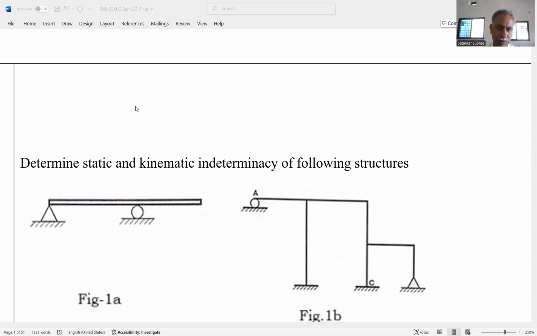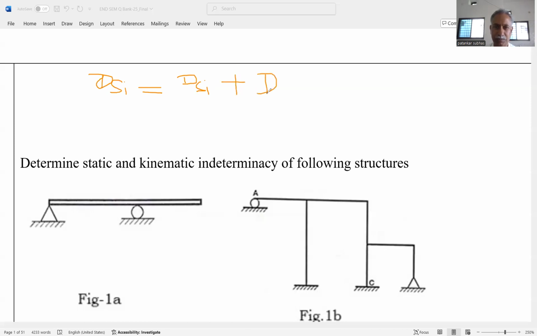Today we have discussed how to find out the degree of static and kinematic redundancy. Generally, for static redundancy, we have considered the external and internal. For example, DSi, that is the degree of static redundancy or indeterminacy, is equal to DSi external and DSi internal. Now, for external redundancy, what is the formula?